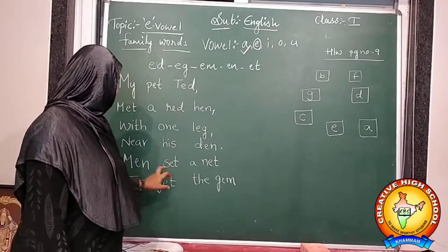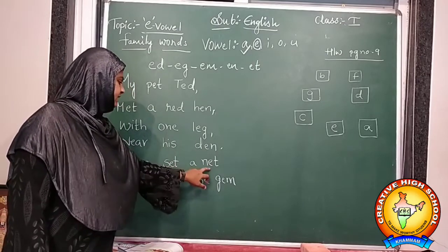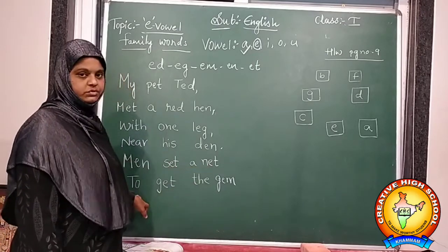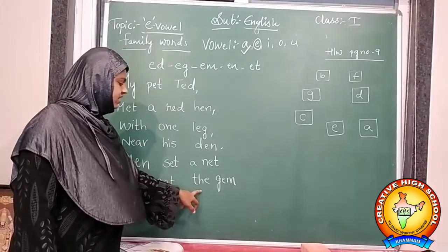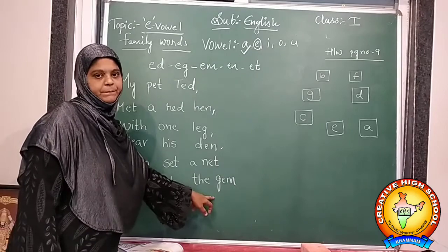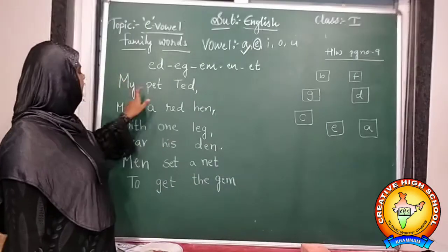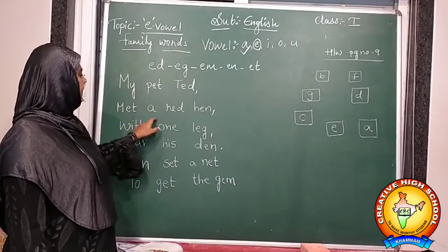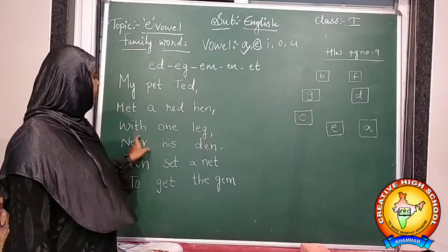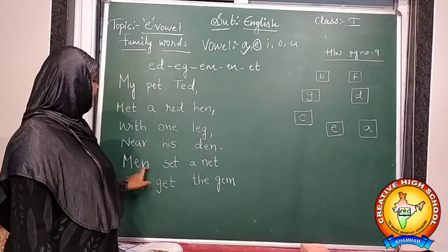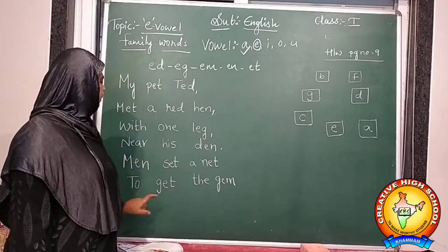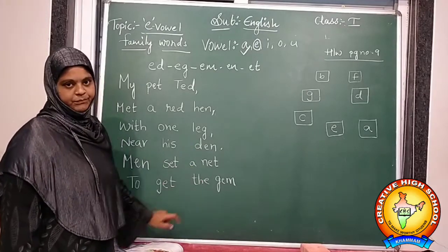Net. Men set a net. To get the gem. Okay. My pet Ted met a red hen with one leg near his den. Men set a net to get the gem.